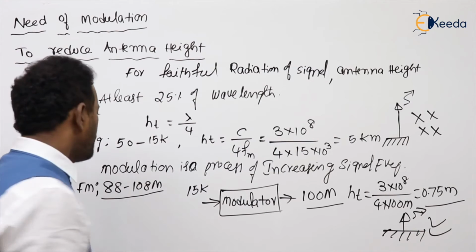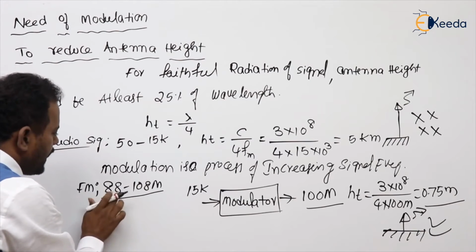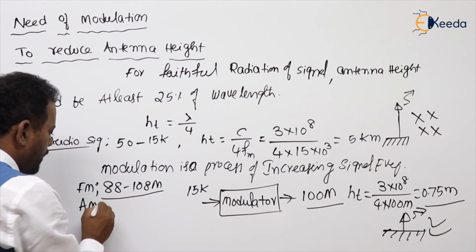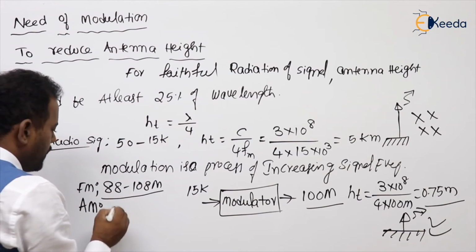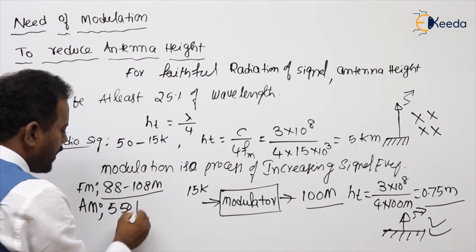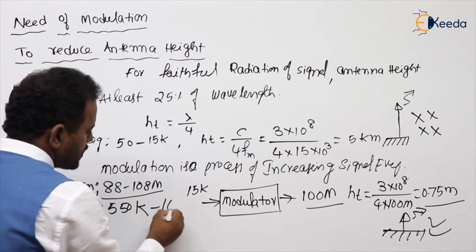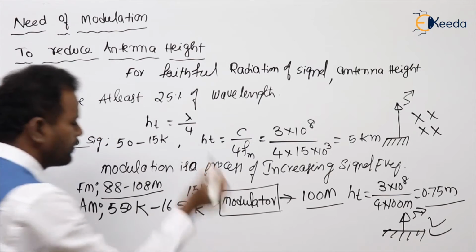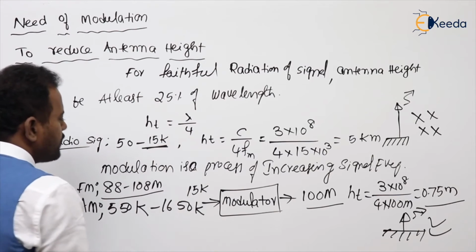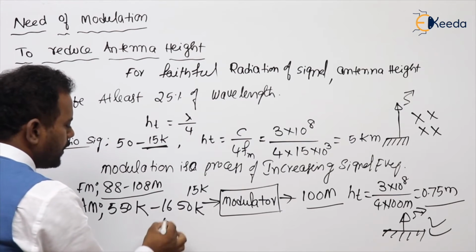Now follow. What is the FM range I told? 88 to 108. Like that, we also have AM radio, amplitude modulation radio. Are you getting my point? This carrier frequency is 550 kilo to 1650 kilo. And in FM, the maximum frequency considered is 15K. In AM, I told 5K.